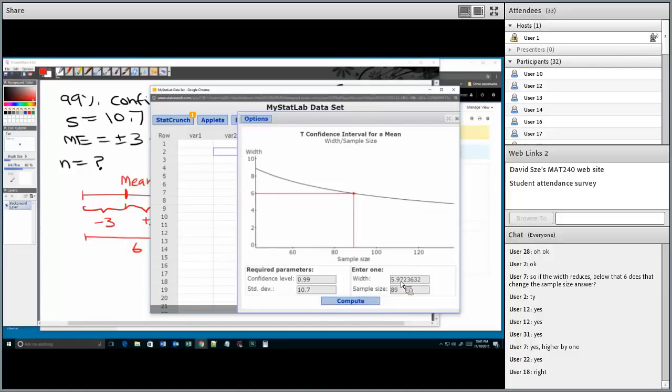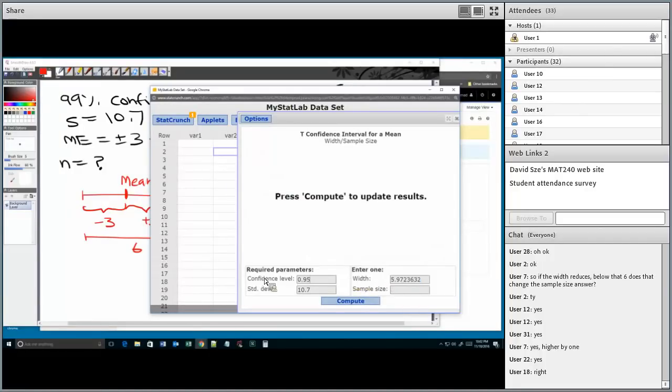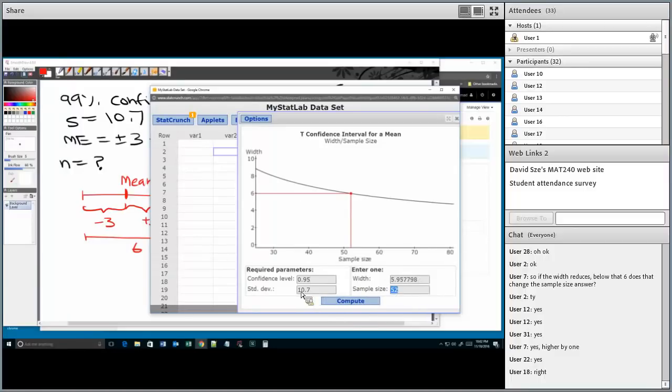So we had 6, and so we need 89. Just like this, if I keep this the same and I reduce my confidence level, now I want to be less confident. Well, then my sample size will decrease because I'm okay with living with less confidence. I don't need to be very, very confident, so I'll need fewer cases.